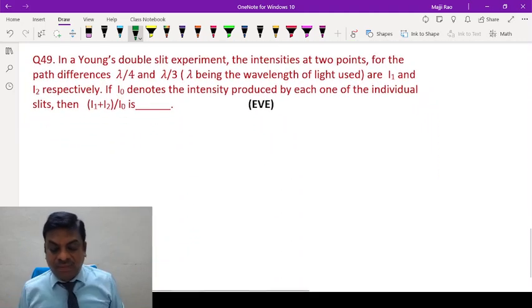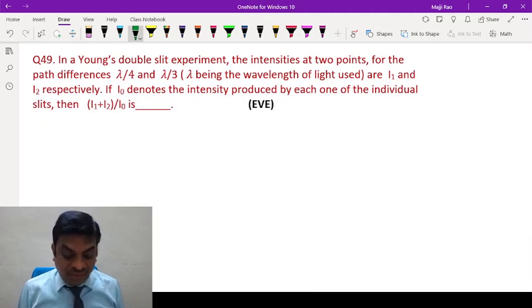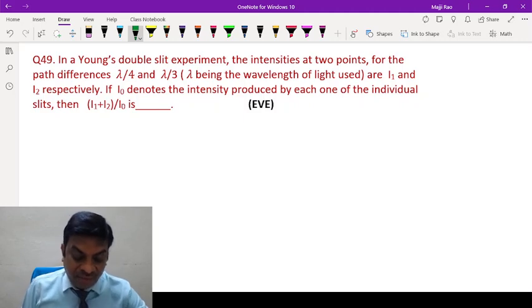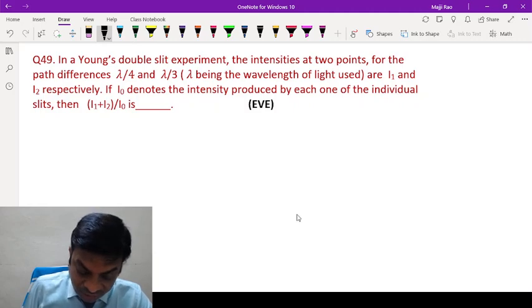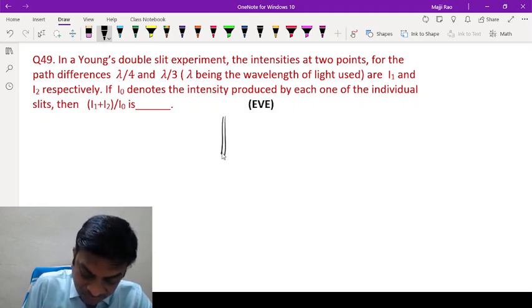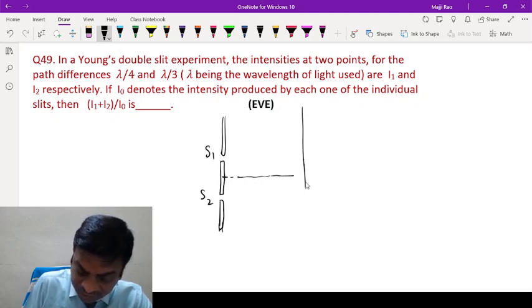In a Young's double slit experiment, the intensities at 2 points for the path difference lambda by 4 and lambda by 3 are I1 and I2 respectively. If I0 denotes the intensity produced by each one of the individual slits, then I1 plus I2 divided by I0 is. So this is simply a formula based question, students. Suppose you have a Young's double slit experiment here. The setup, these are the slits here. This is the screen here.